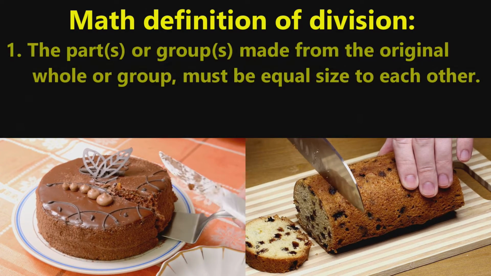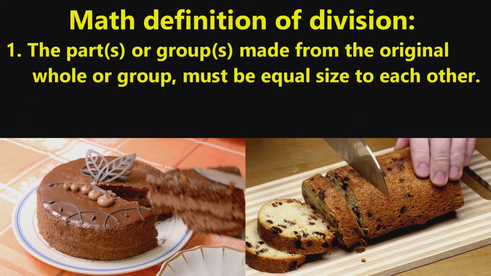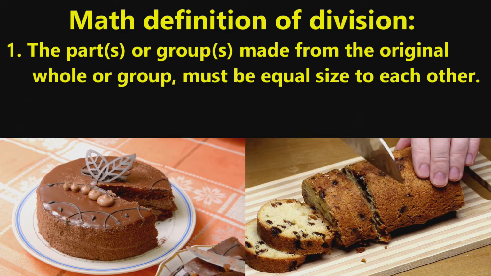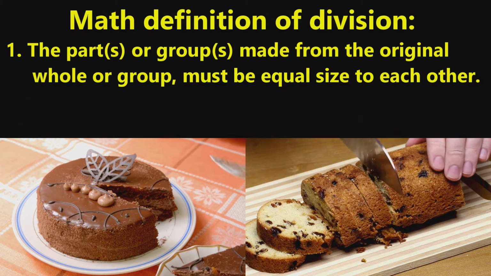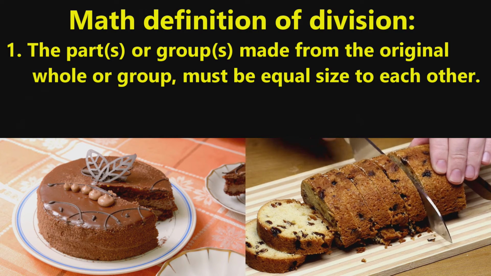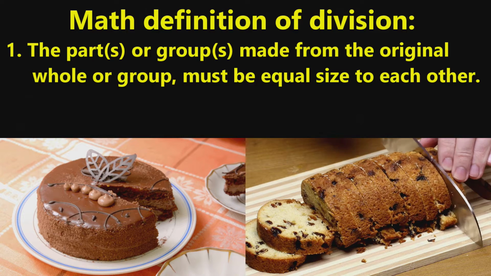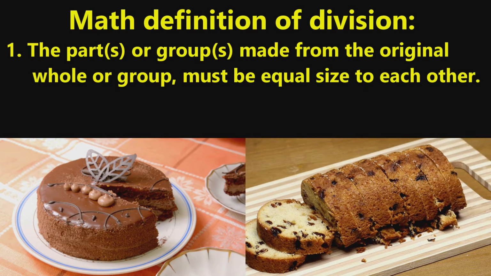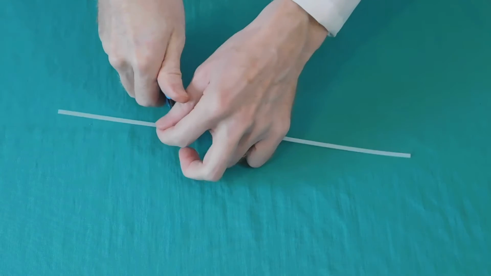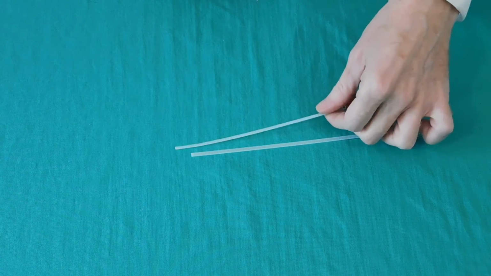The first one is that the parts or groups made from the original whole or group must be equal size to each other. Once this baker has finished slicing the bread, the first division requirement is met because each slice is equal size to the other slices. In contrast, the cake has been cut into one small and one large part, so we would not say that the cake has been divided. Likewise, if we cut the plastic stick into two parts of unequal size, this isn't division. But if we cut the whole into equal parts, then that meets the first requirement for division.